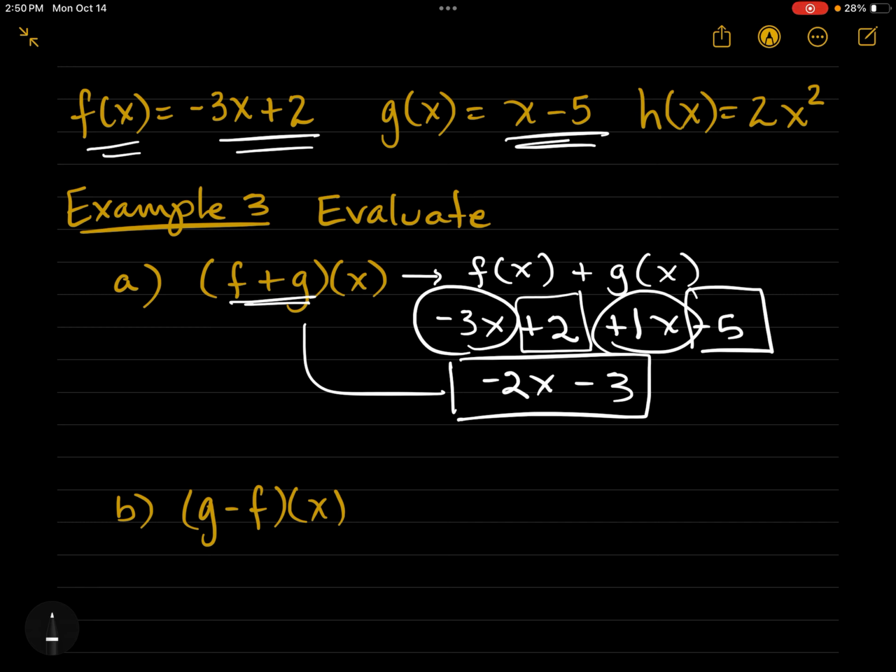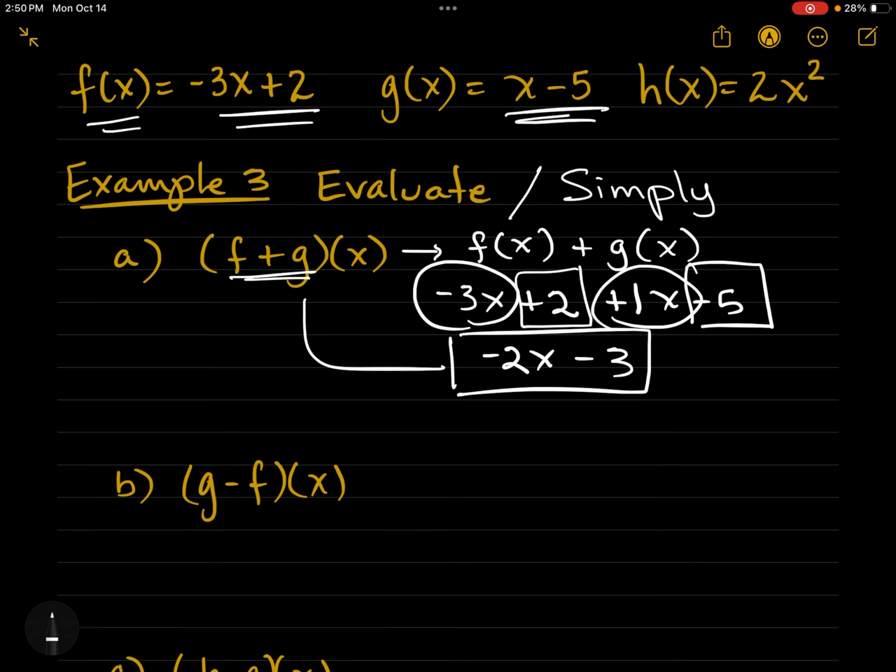And honest and true, I really just simplified. I wasn't able to evaluate because I don't know what number represents x. So another one where I'm just going to simplify.